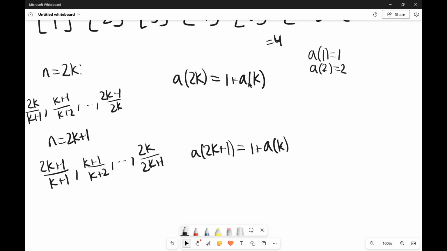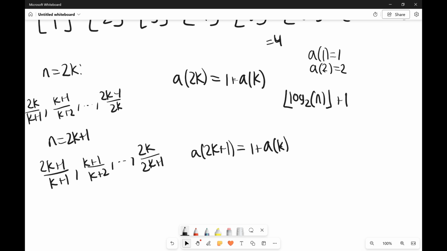And so again, we expect it to be logarithmic base 2 or relate to binary representation. So maybe we'd expect the answer to be log 2 of n plus 1 or something like that. And we add the plus 1 here because n equals 1 gives 1, and n equals 2 makes it 2.